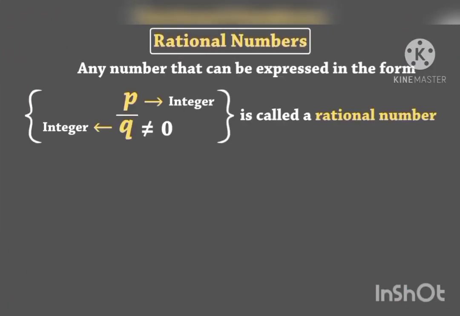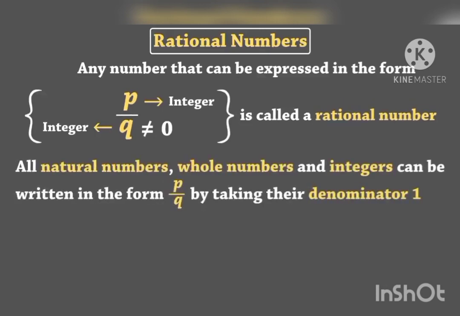Rational numbers. Any number that can be expressed in the form p by q, where p and q are integers and q is not equal to 0, is called a rational number. All natural numbers, whole numbers and integers can be written in the form p by q by taking their denominator as 1.